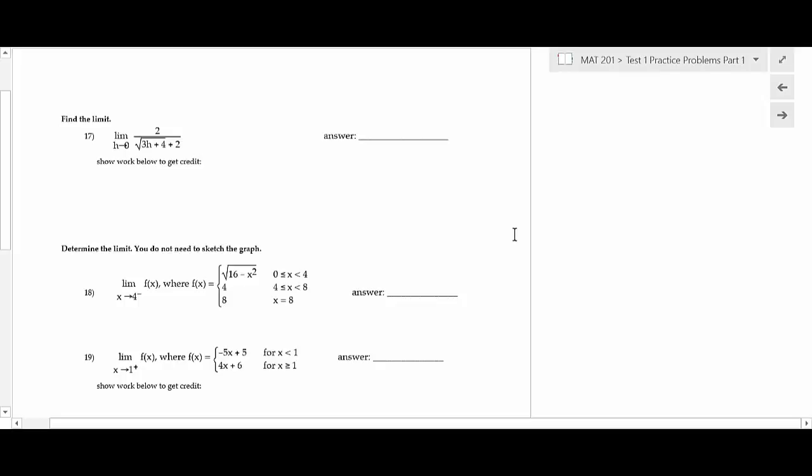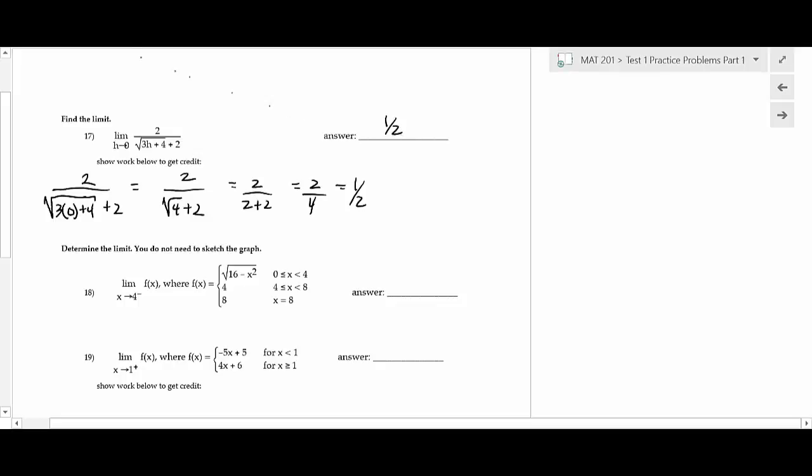This is probably one where we want to just start by plugging h in and let's see what happens. We do not have a 0 over 0 limit here, so we're just going to plug into the expression. We're going to have 2 over the square root of 3 times 0 plus 4, that's what's under the radical, and then plus 2. So we have 2 over square root of 4 plus 2, which is 2 over 2 plus 2. So that's 2/4, so the answer is 1/2.